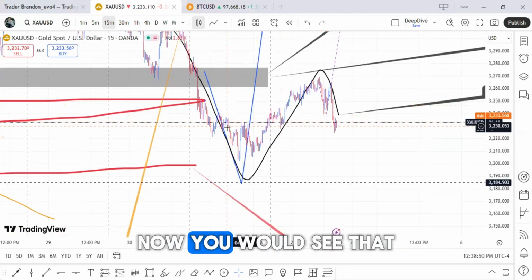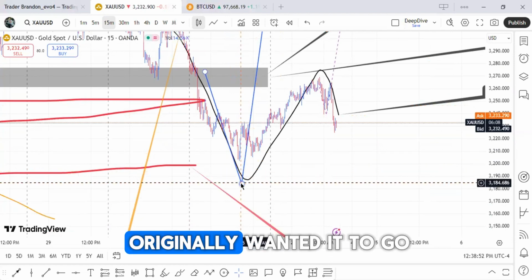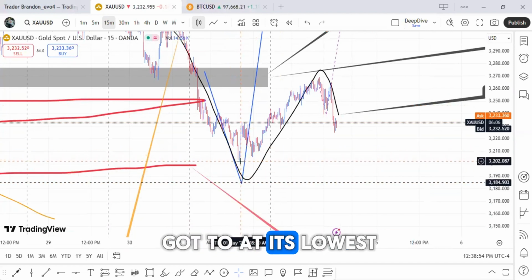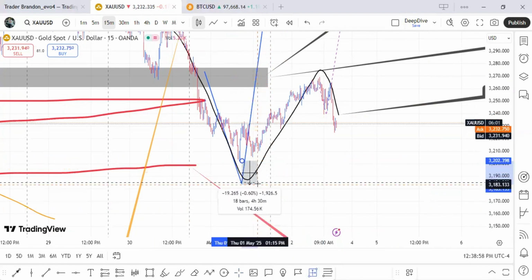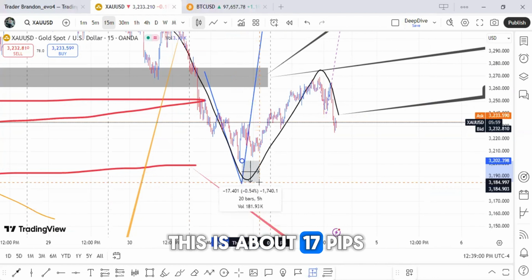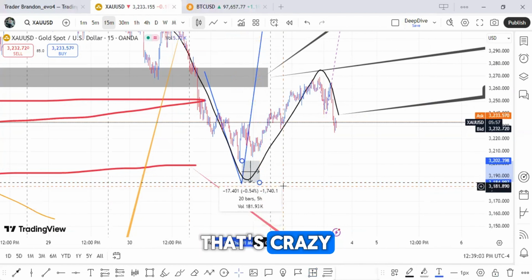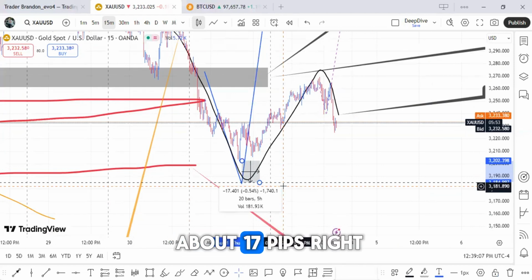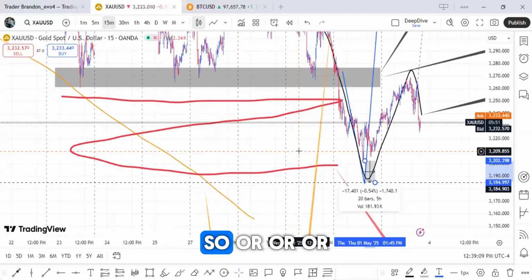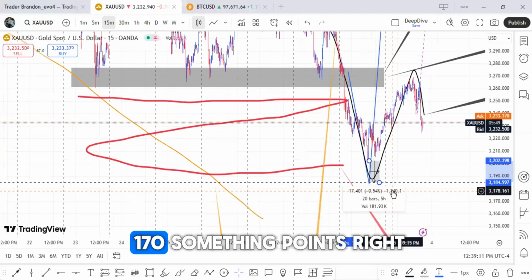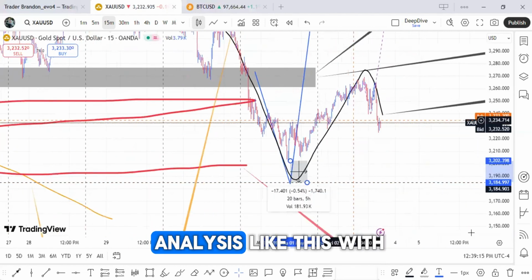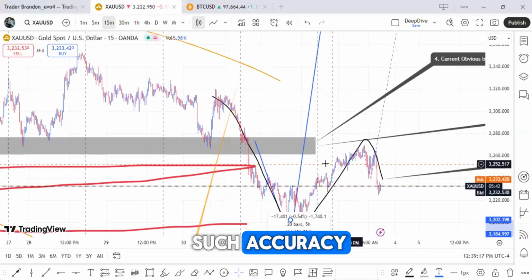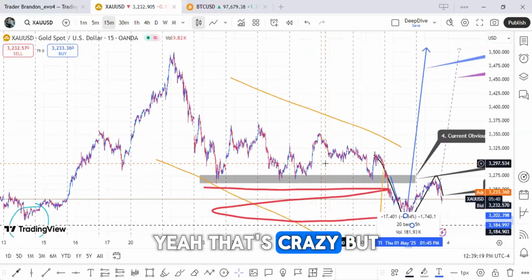Now, you'd see that this is where I originally wanted it to go. This is where it got to at its lowest. Let me show you just how close I was. This is about 17 pips. That's crazy. It's about 17 pips, right? Or 170-something points. But to have an analysis like this with such accuracy, yeah, that's crazy. But we'll come back to that.